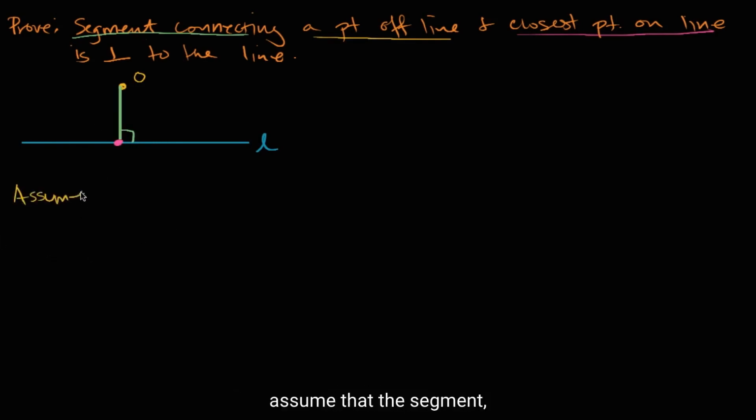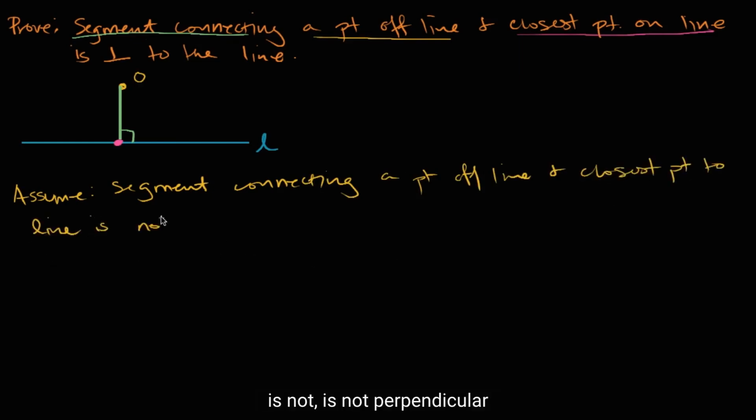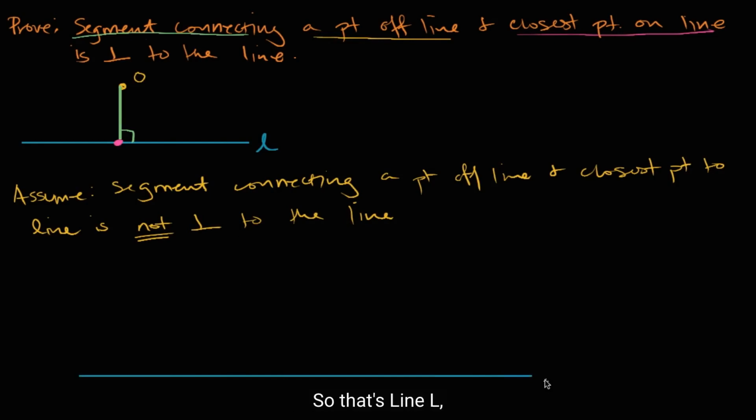So assume that the segment connecting a point off the line and the closest point to the line is not perpendicular to the line. So how can I visualize that? Well, I could draw my line right over here. So that's line L, and let's say I have my point O right over here. And let's say the closest point on line L to point O is over here, so that if I were to connect these two points, it's not perpendicular to line L.